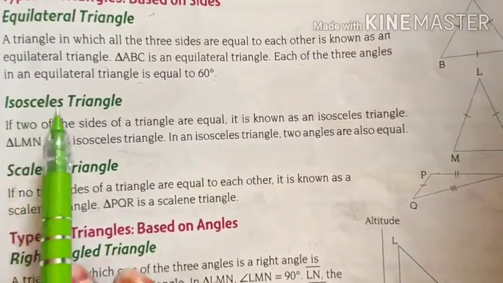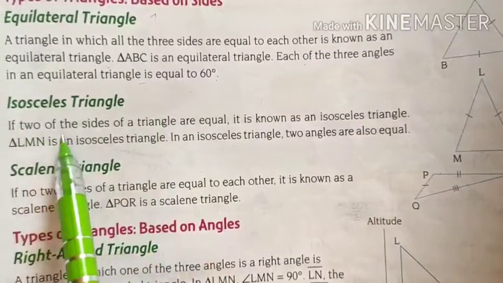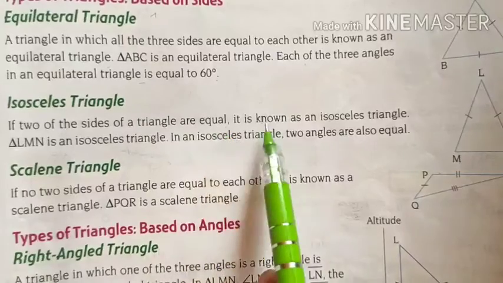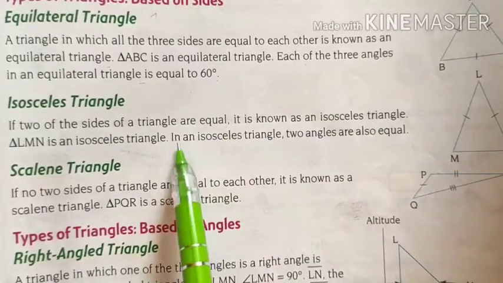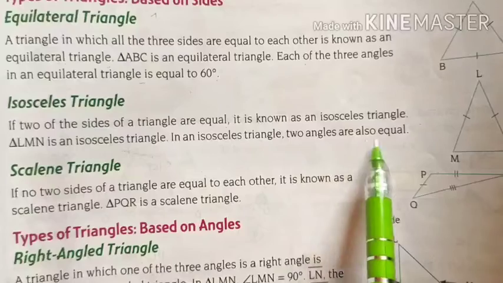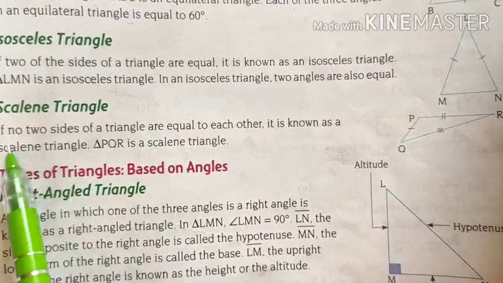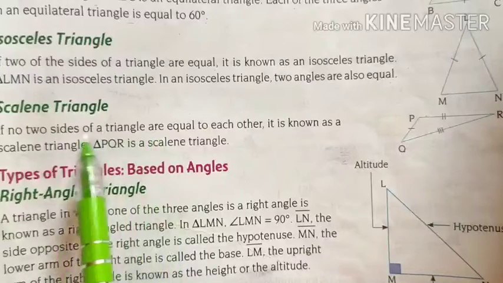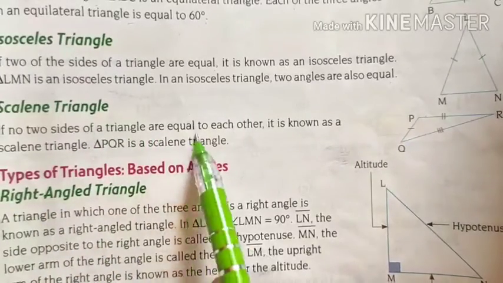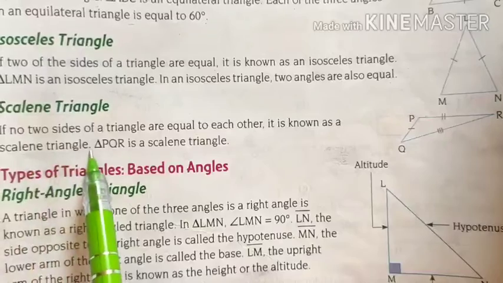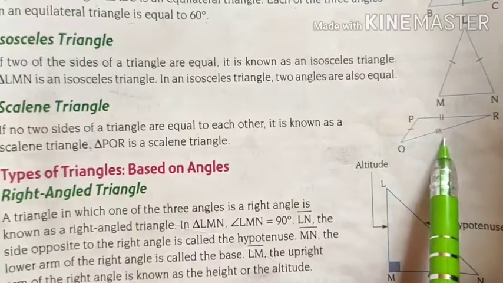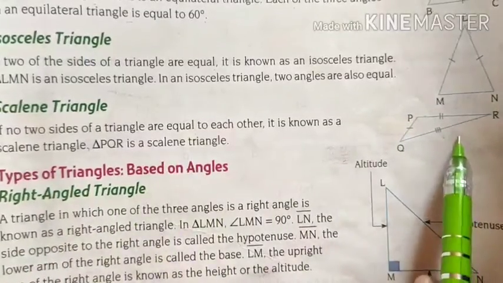Then isosceles triangle, if two of the sides of the triangle are equal, is known as isosceles triangle. And in an isosceles triangle, two angles are equal. Then we will draw this diagram. Then scalene triangle, if no two sides of a triangle are equal to each other, it is known as scalene triangle. Up to here, then we will draw this diagram. That means for every definition we have to draw one diagram.